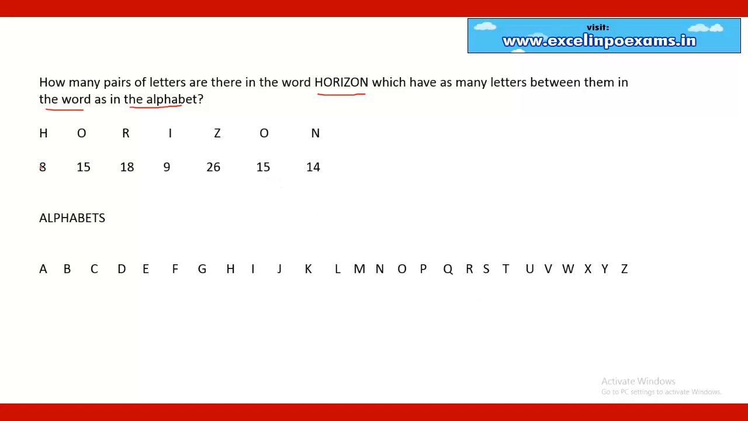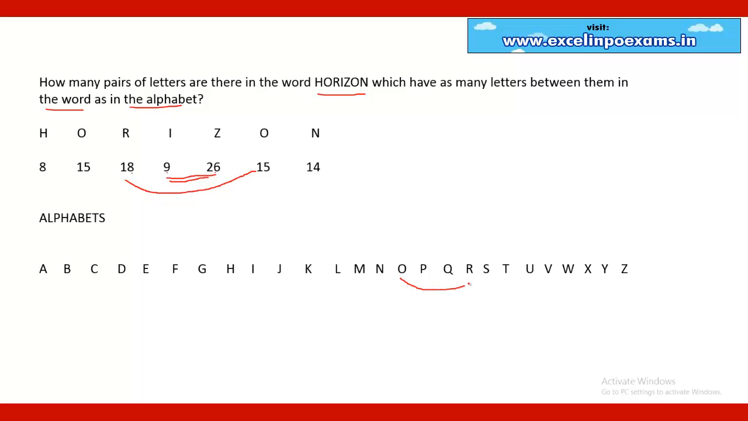Suppose we take 8 and 9, but between 8 and 9 there should be no number, but there are two numbers. So search for the 2. So here it is R and O, that is 15 and 18. So 15, 16, 17 and 18. So between O and R how many letters are there? There are two letters. Check there.